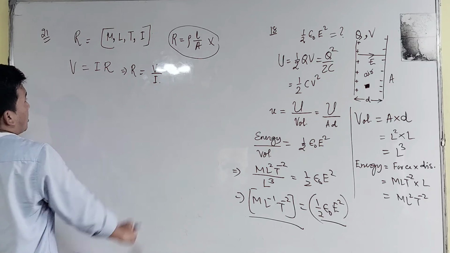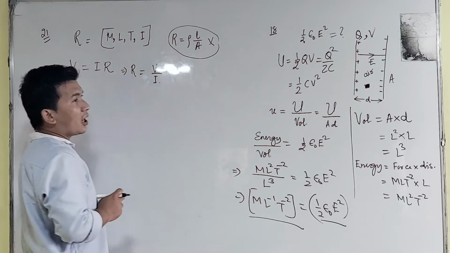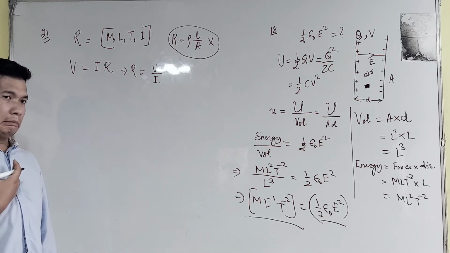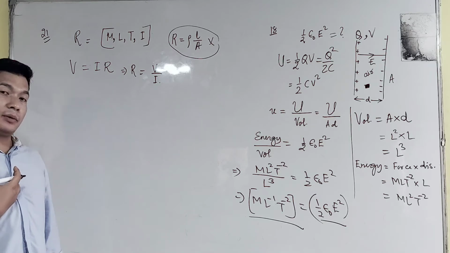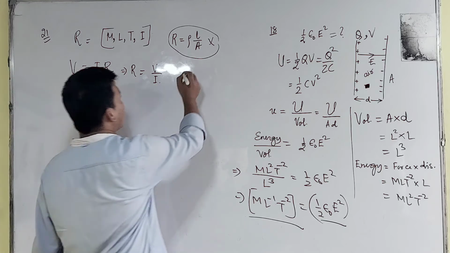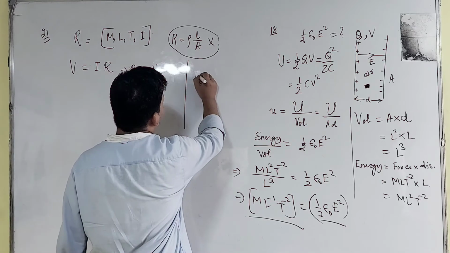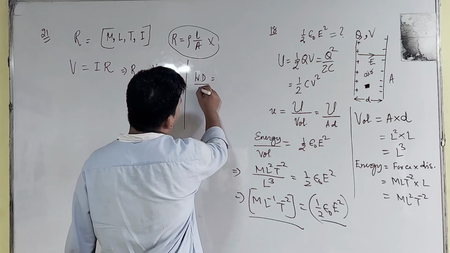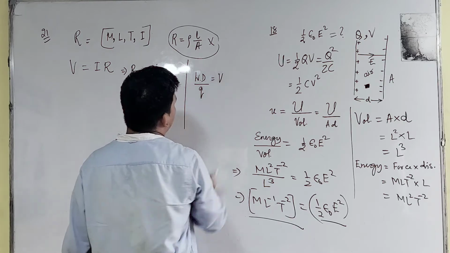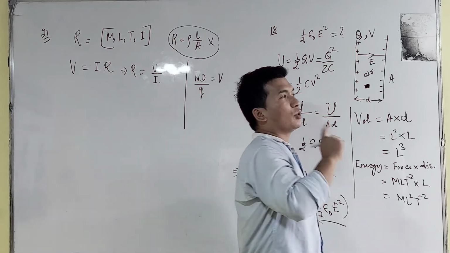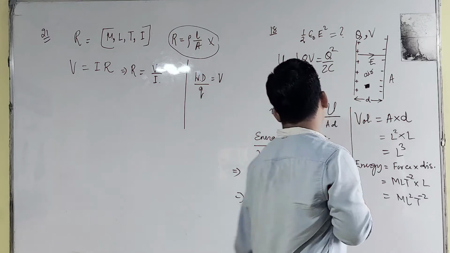And this potential V, how will you define potential? This has already been studied in class 12, chapter number 1, electrostatics. Potential is defined as work done per unit charge. If you do not understand, I will just explain what potential is.